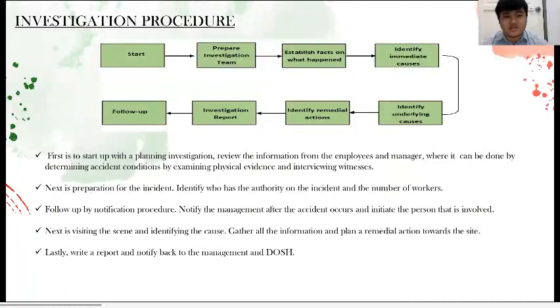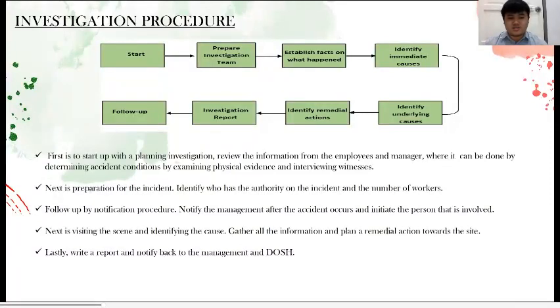Next is the investigation procedure. The first is to start planning the investigation and review the information from the employees and manager. Next is preparation for the incident, to identify who is the authority regarding the incident that happened. This is followed by the notification procedure. The investigation team must notify the management after the accident occurs and initiate the person that is involved.